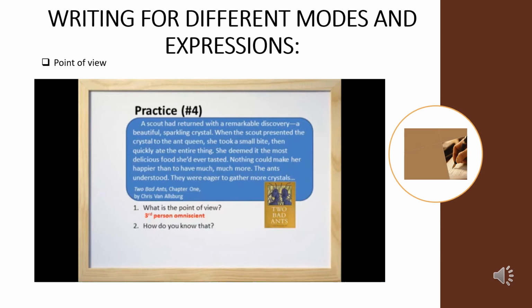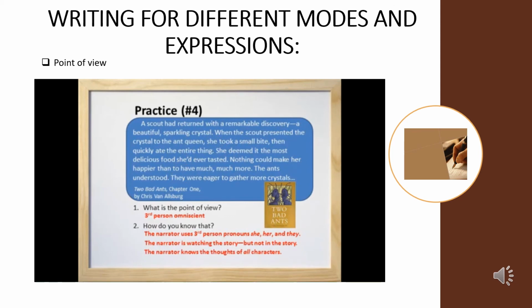Well, we know that the narrator is using third person point of view versus second person or first person because of the pronouns. This narrator uses third person pronouns she, her, and they. We also know that this is a third person point of view because the narrator is watching the story but not in the story. But how do we know that the third person narrator is omniscient rather than limited or objective? We know that because this narrator knows the thoughts of all characters in the story.